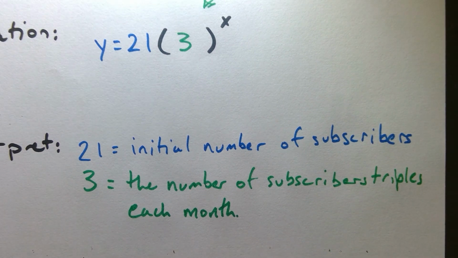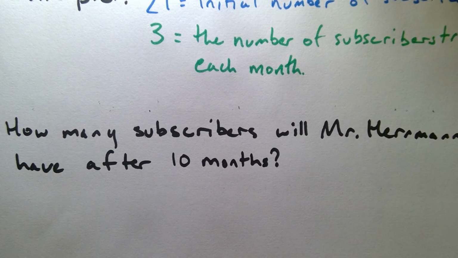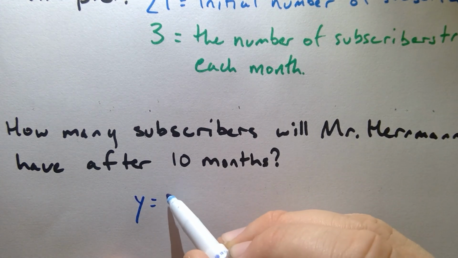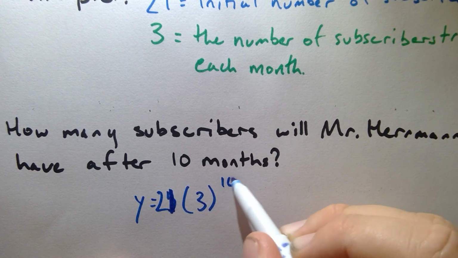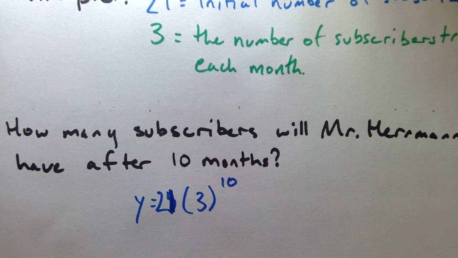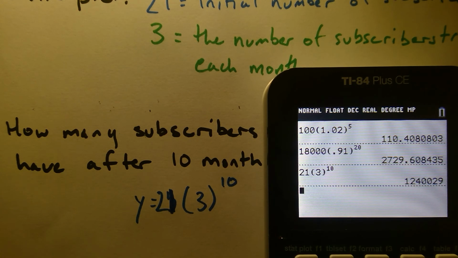Now, if Mr. Herman is in fact correct in his prediction, which he hopes that he is, we'll see if it sounds reasonable. After 10 months, that's about a school year, let's see how many subscribers I'll have. So y equals 21 times 3 raised to the 10th power. Let's go to the calculator and see what it says. 21 times 3 raised to the 10th power. Ooh, that's a lot of subscribers. 1.2 million.